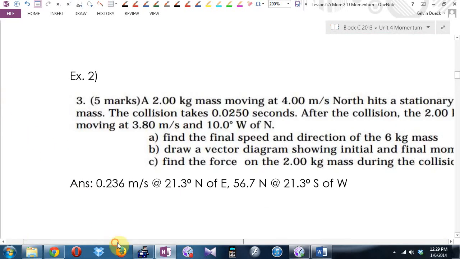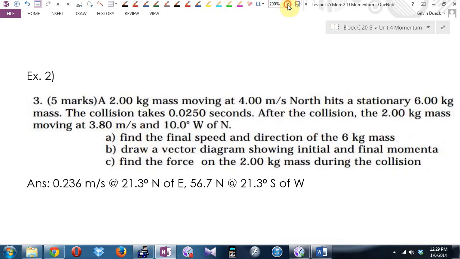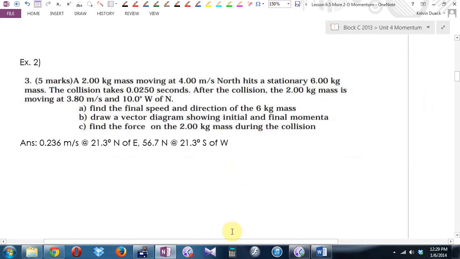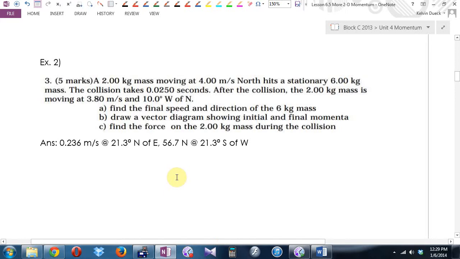Example 2. A 2 kilogram mass moving at 4 meters per second north hits a stationary 6 kilogram mass. The collision takes 0.025 seconds. After the collision, the 2 kilogram mass is moving at 3.8 meters per second and 10 degrees west of north. A, find the final speed and direction of the 6 kilogram mass. B, draw a vector diagram showing initial and final momenta. I think I'm going to do part B in order to find part A anyhow, so I'll kind of do them simultaneously. C, find the force.